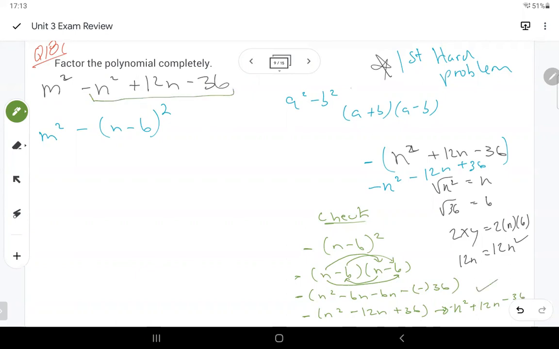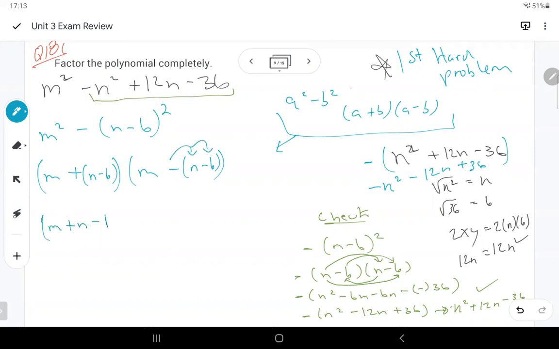Okay, so let's finish out the problem. We're going to go straight to our parenthesis sets. We're going to split the m. Remember, we have a plus and a minus. This is coming back to this idea right here. And then we're going to do n minus 6 and n minus 6. And then we just have to simplify by distributing this negative. So we'll have m plus n minus 6, and we'll have m minus n plus 6.